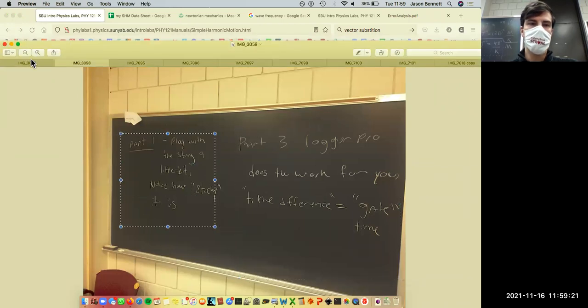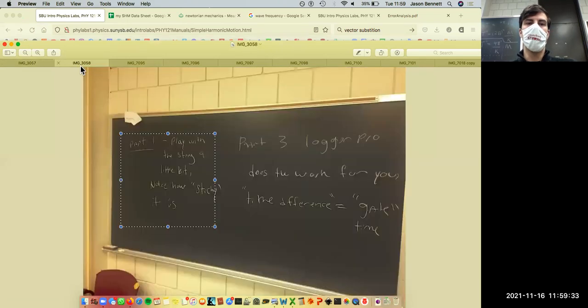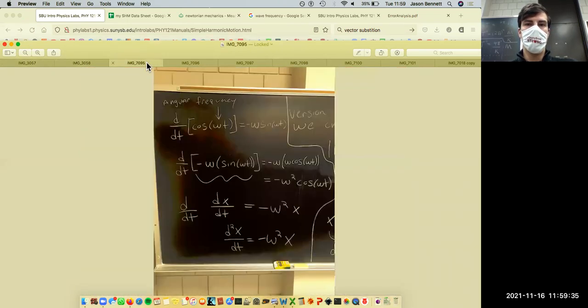Yes, so this is basically, oh yeah, that's the Logger Pro thing I said. That was kind of a discussion question like, yeah, lab asks you just for K for part 1, but try for part 2 as well. And if you're like me, K from part 1 will be much less accurate. And why is that? Okay, that is all.